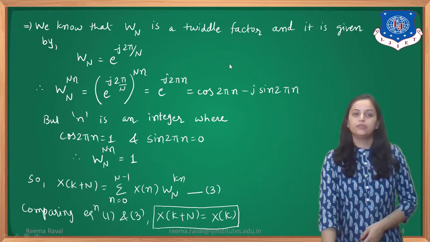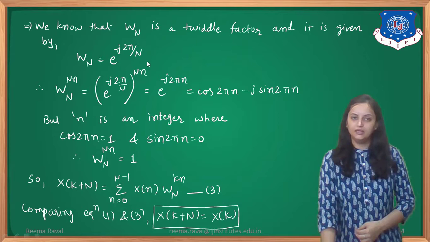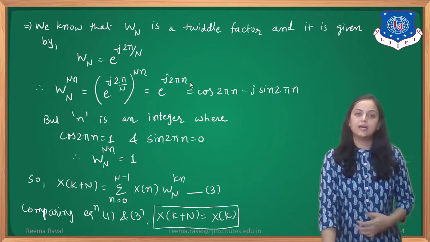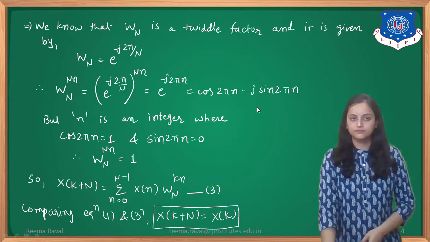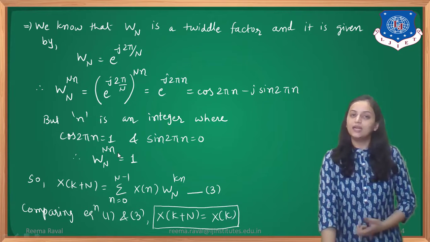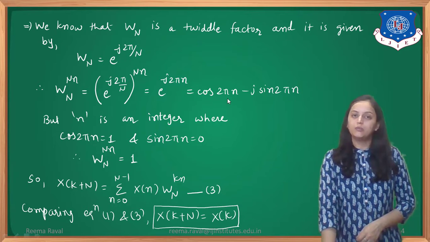Our next part will be, we know that W_N, that is the Twiddle factor, equals e raised to minus j 2 pi by N. We are going to use this in W_N^{Nn}, where we replace it with the formula. So we will get e raised to minus j 2 pi n, and we know that e raised to minus j theta equals cos theta minus j sin theta. Here our theta is 2 pi n, so that will be cos 2 pi n minus j sin 2 pi n. Here n is an integer value, we can take any integer values. So for any integer values, cos 2 pi n equals 1 and sin 2 pi n equals 0. So this value will directly become equal to 1.